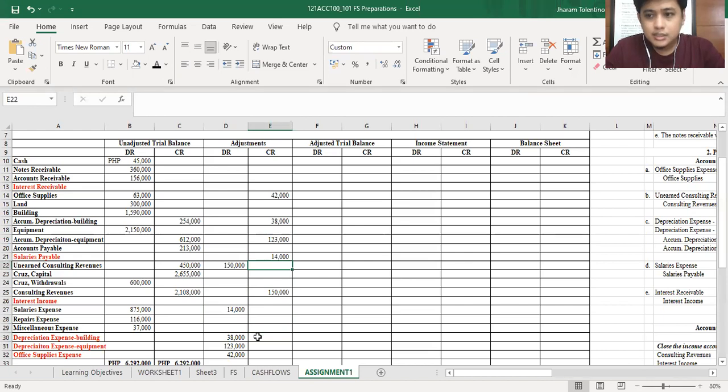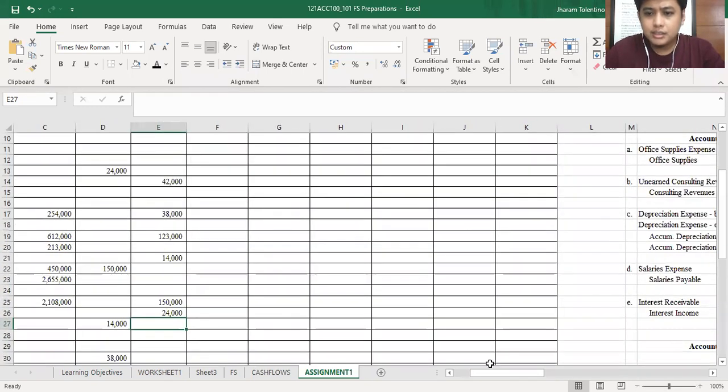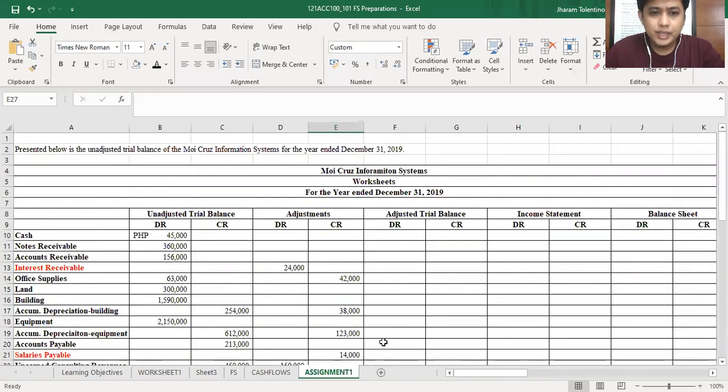Then next or last is the interest receivable, 24,000 yun. So debit to interest receivable, 24,000. Credit to interest income or interest revenue. Ano bang pagkakaiba? Interest revenue if yun talaga yung nature ng business mo, nagpapautang pa. So you will have to have an interest revenue na account. Pero kung hindi naman, interest income will suffice.